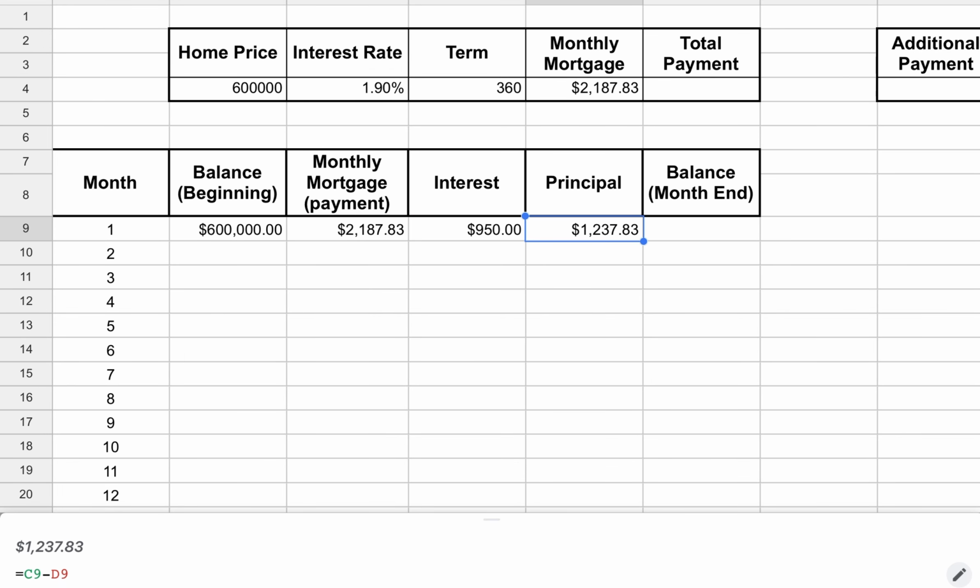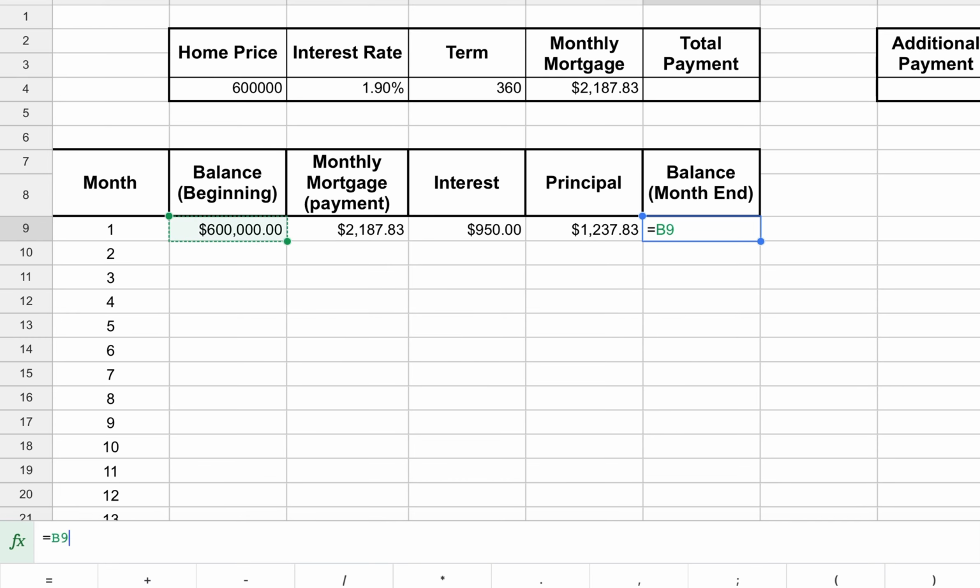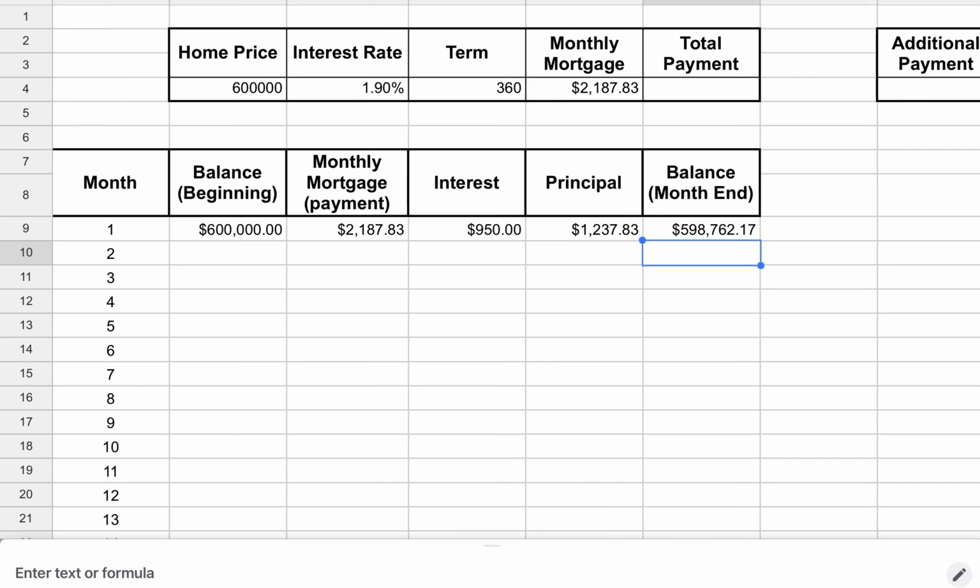Then our ending balance is going to be equal to the beginning balance minus the principal amount. You can see at the end of month 1, the principal only went down by $1,237.83. The balance of the monthly mortgage payment that you made went towards interest, right? So that's the money that the lender is making off of you.